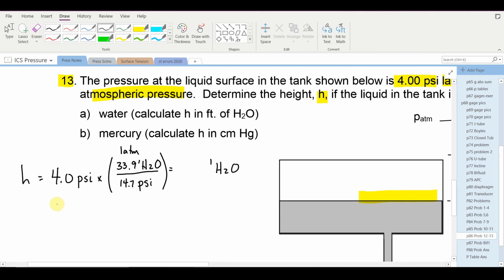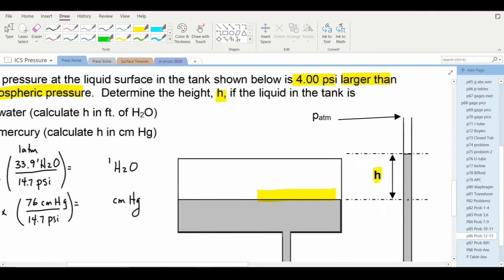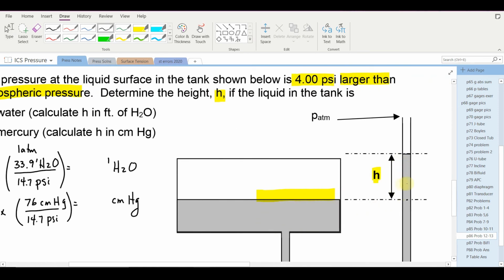If it was centimeters of mercury, it would be the same process, but you would this time multiply by atmospheric pressure in centimeters of mercury, which is 76 centimeters of mercury, and divide by 14.7 psi, and you would get centimeters of mercury, and that would be equal to the height h in the manometer. If it was mercury, it would be a small amount. If it was water, it would be a lot more, because mercury is 13.6 times denser than water. That's it for problem number 13.